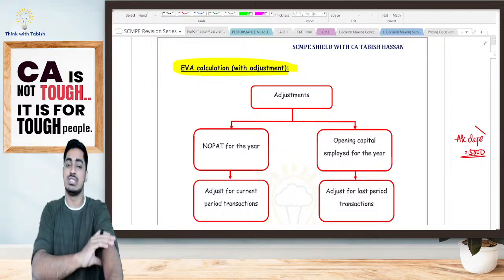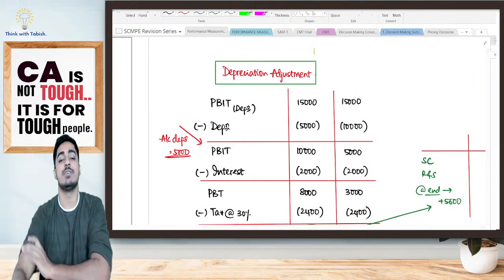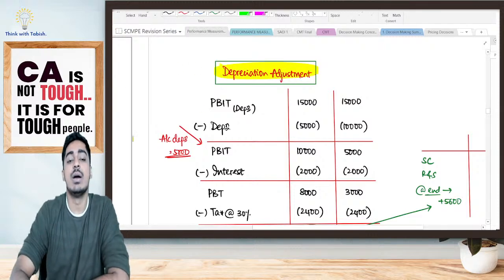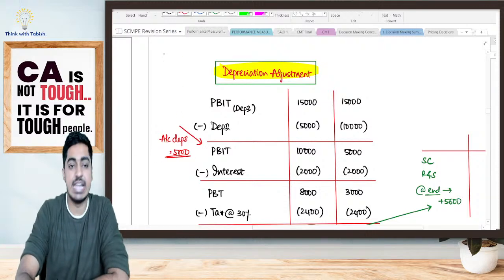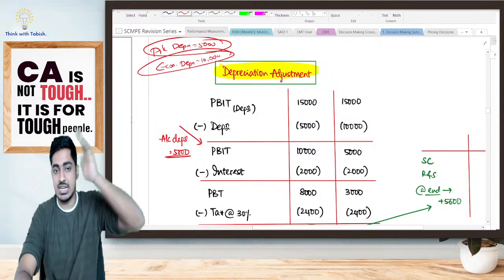Now look at the adjustments we are doing, students. I will explain with the help of a simple example. Say for example, depreciation adjustment. Assume my accounting depreciation is 5,000 rupees, that is in my books of accounts. However, my real depreciation is 10,000 rupees. Now try understanding, students.